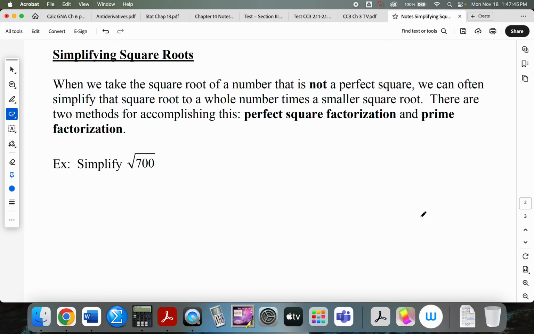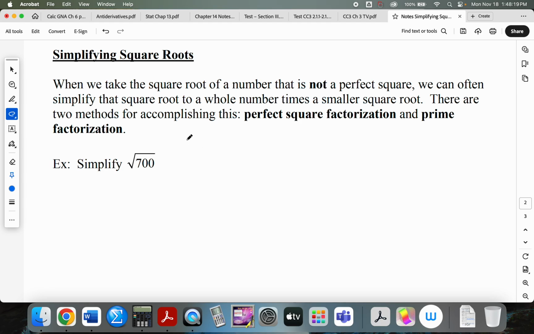Okay, so now on to the main part of the lesson. It's simplifying square roots. So we take the square root of a number that is not a perfect square. We can often simplify that square root to a whole number times a smaller square root. There are two methods for doing this. There's perfect square factorization, which if you can do it, is always faster. And then there's prime factorization. I'm going to show you both for several problems.